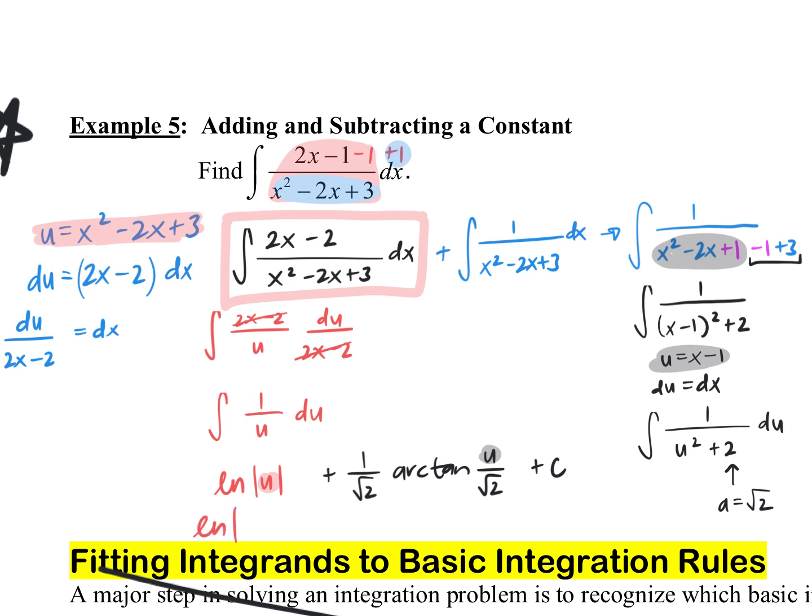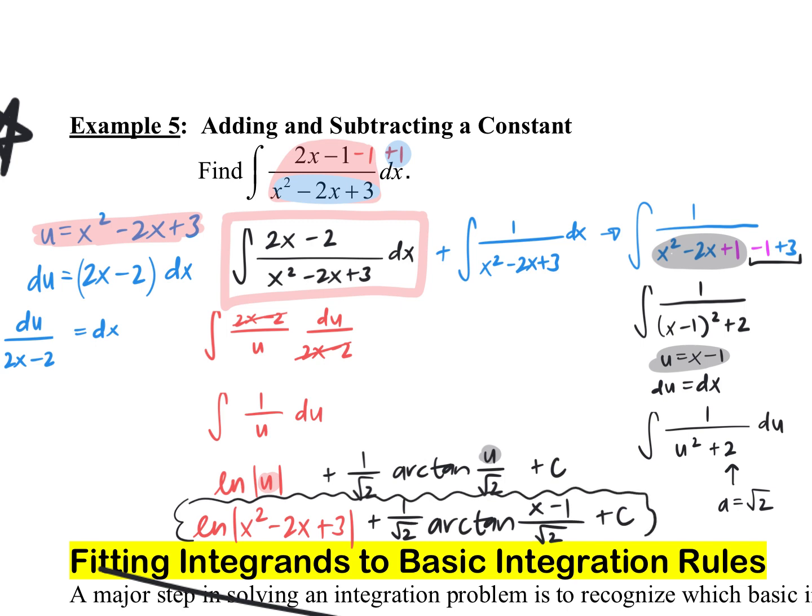So I've got the natural log of x squared minus 2x plus 3. And then plus, I don't need to rationalize anything, so 1 over square root of 2 times arctangent of x minus 1 on top, square root of 2 on the bottom, plus c. Okay, so there will be one like this on your homework that you will have to add and subtract a number to, so that way you can actually evaluate this by hand.